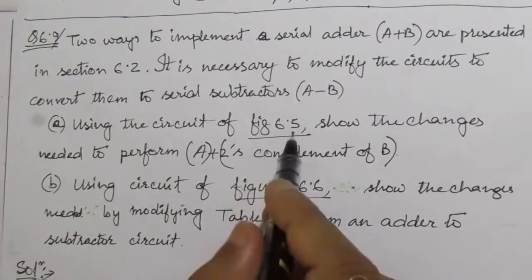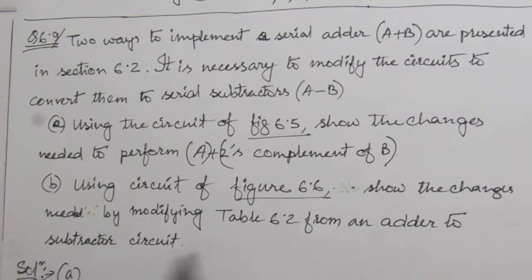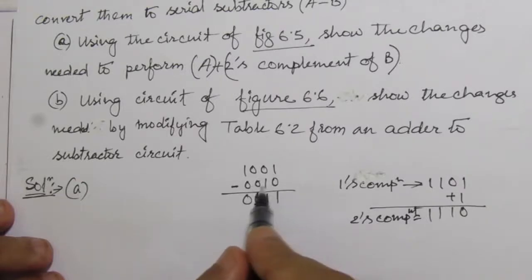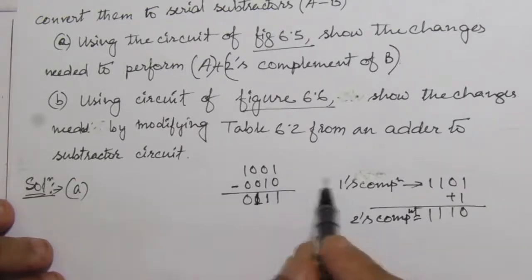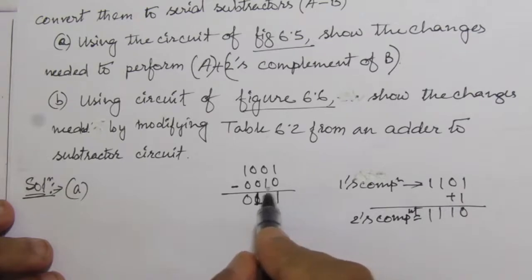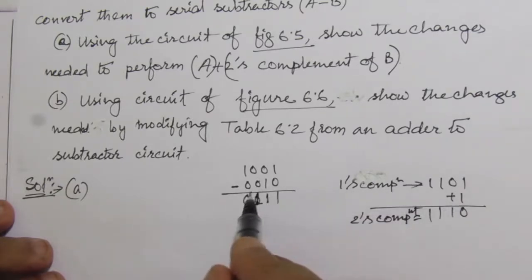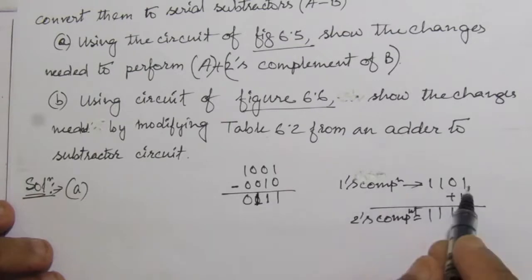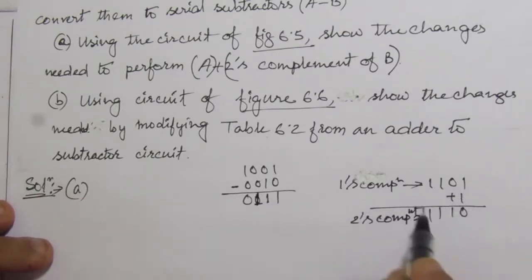First of all, let us start with part A. First of all, let us understand what a subtractor is. Suppose we have 1001 and we have to subtract a number, suppose 0010. We can do the subtraction by adding the 2's complement of the subtrahend to the minuend. If we find the 1's complement of this number, the bits will be inverted, that is 0010 becomes 1101. That means 0 will become 1 and 1 will become 0. This is the 1's complement, and if we add 1 to the 1's complement, we will get the 2's complement. So it will be 1110.